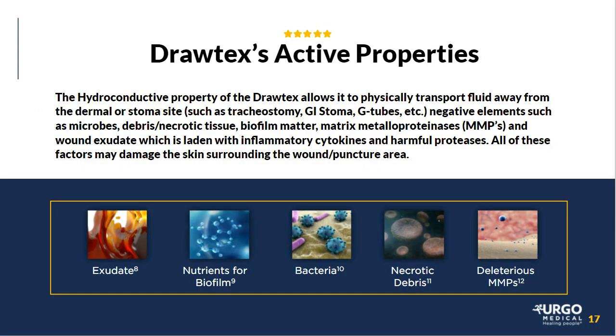Dratex is an active dressing. It has the ability to physically transport and move exudate away from tissue and exit sites such as wounds, tracheostomies, PEG tubes, etc. This exudate oftentimes carries bacteria, debris, necrotic tissue, biofilm particulates, and MMPs full of inflammatory cytokines and harmful proteases.